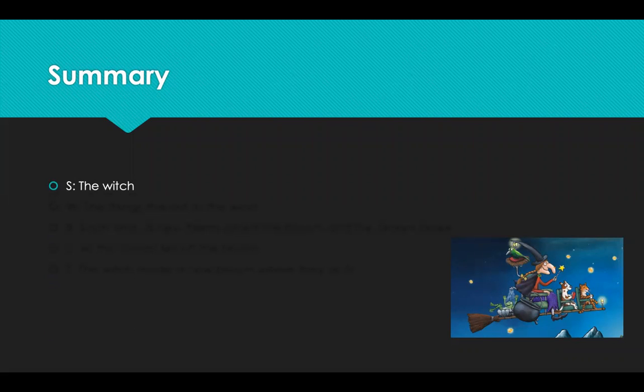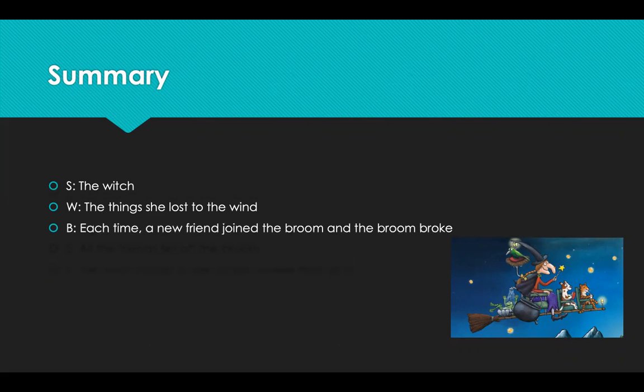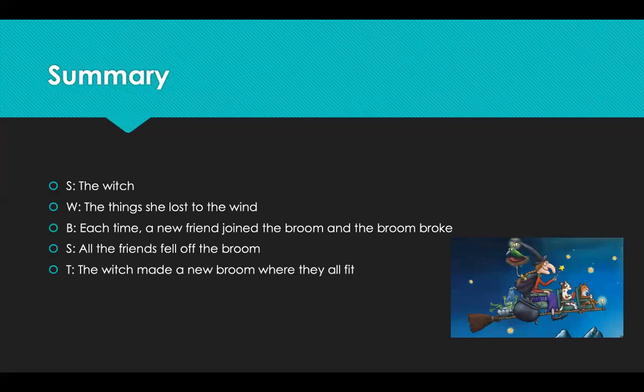Our story was about the witch who wanted to find the things she lost in the woods, or in the wind. She lost her hat, her bow, and her wand. But each time she lost something, she found it and a new friend. They all climbed on her broomstick, which caused the broomstick to break. So all of her friends fell off of the broom. But in the end, the witch created a new broom that could fit all of her friends.